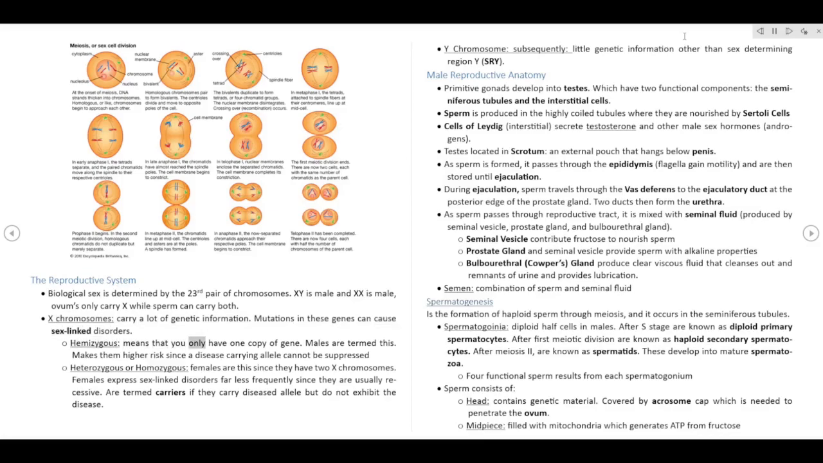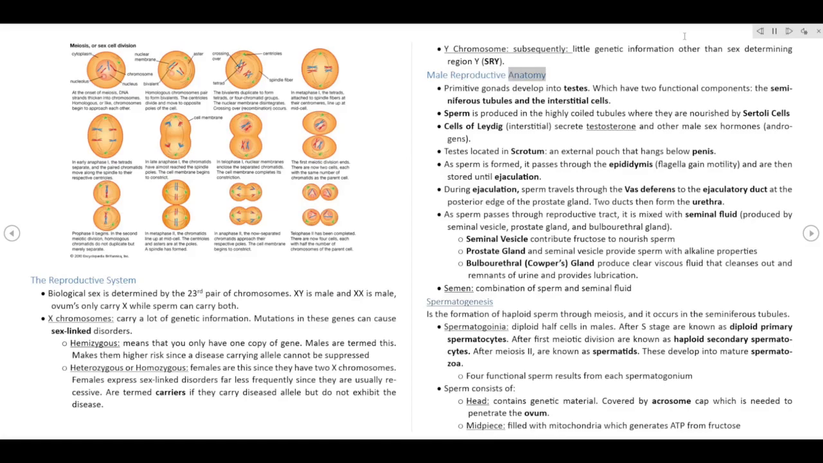Hemizygous means that you only have one copy of a gene. Males are termed this, which makes them higher risk since a disease-carrying allele cannot be suppressed. Heterozygous or homozygous females have 2 X chromosomes. Females express sex-linked disorders far less frequently since they are usually recessive. They are termed carriers if they carry the diseased allele but do not exhibit the disease. The Y chromosome, subsequently, has little genetic information other than the sex determining region Y, SRY.